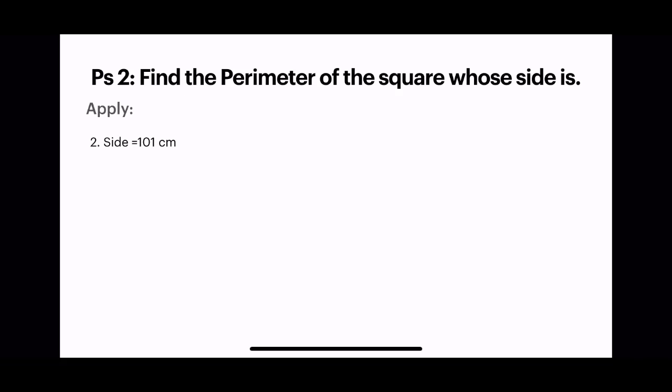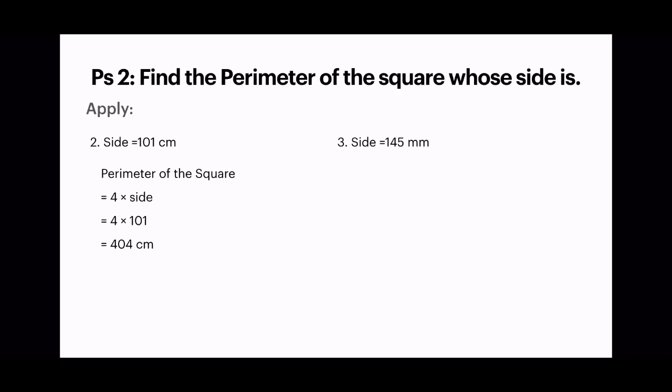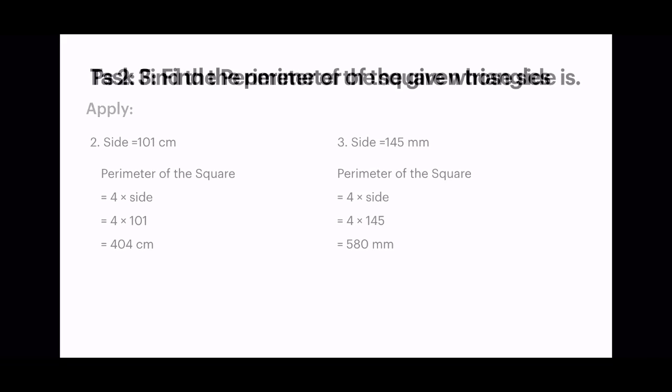So the perimeter of a square is 4 into side, which is 4 into 101, which is 404 centimeters. Now let us see the third sum, where the side given is 145 millimeters. The perimeter of the square is 4 into side, which is 4 into 145, which is equal to 580 millimeters.